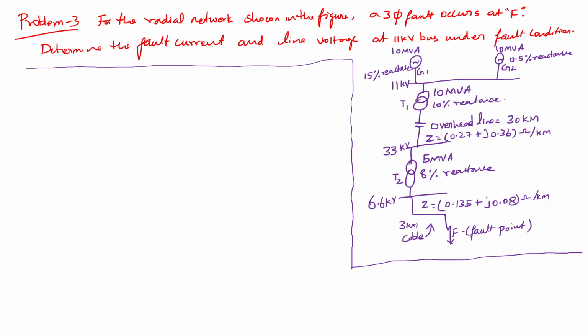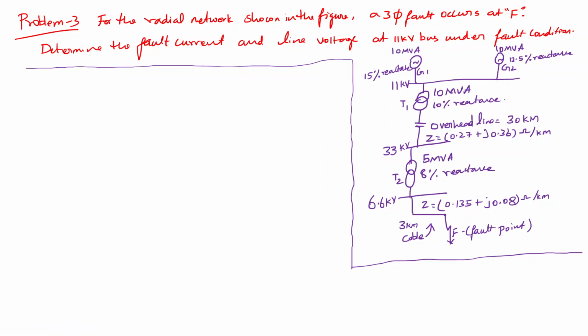After the 6.6 kV bus, it is connected to a 3 kilometer cable. The 3 kilometer cable has impedance Z equal to 0.135 plus j0.08 ohms per kilometer. Here also, in transmission line 1 after transformer 1, the overhead line for 30 kilometers has impedance 0.23 plus j0.36 ohms per kilometer. So this is the network they have given.